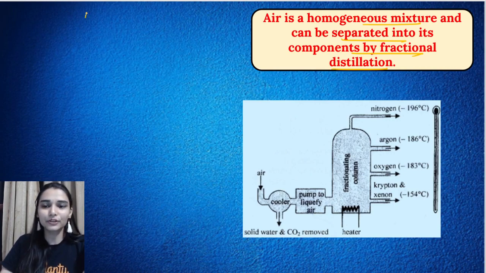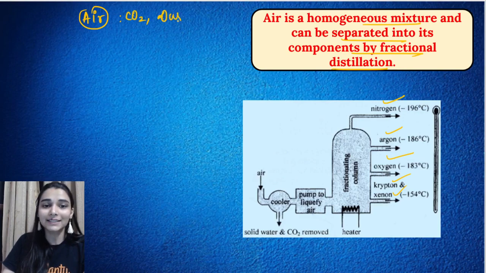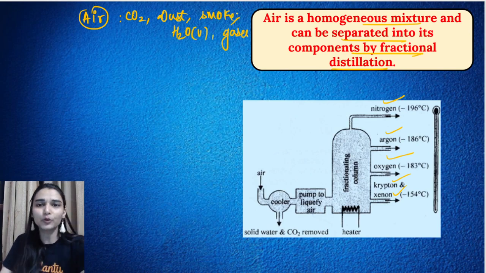So I will tell you first of all, air is a mixture of nitrogen gas, argon gas, oxygen, krypton, xenon. Apart from this, carbon dioxide, dust is there, right, smoke particles are there, then there are a lot of water vapors, and all these gases are present in the air. आपको सब कुछ separate करना है.